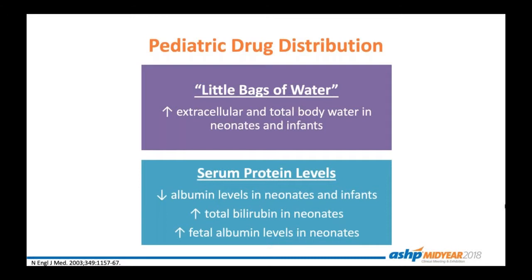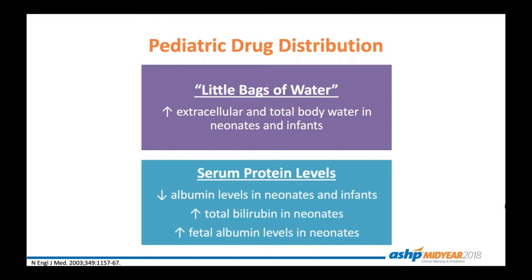Serum protein levels are also altered in the neonatal and infant period. They have a decreased total albumin level, meaning less protein for drug to bind to. They have an increase in fetal albumin levels, and fetal albumin does not bind drug as well as non-fetal albumin. And they also have an increased total bilirubin in the neonatal period, and bilirubin can displace drug binding from protein in the serum.